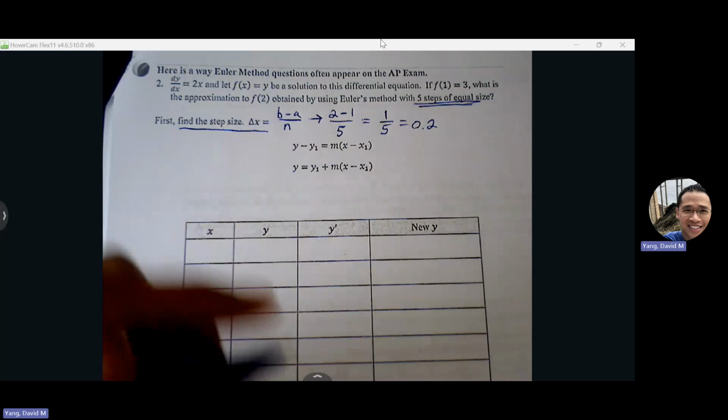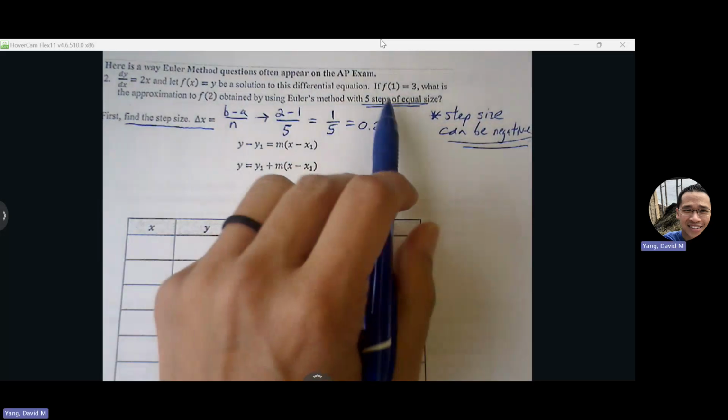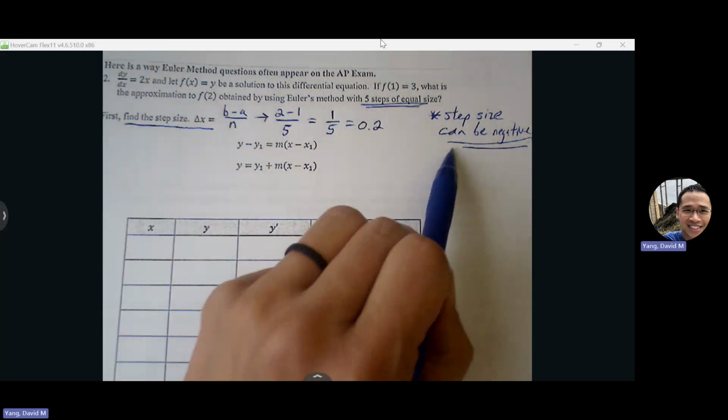I do want to point out something that I noticed last year when students were working through practice worksheets and quizzes: it's possible for step size to be negative. If we're decreasing from our starting point to our ending point, then our step size should be negative. But here our step size is positive because we're starting to the left and ending to the right.